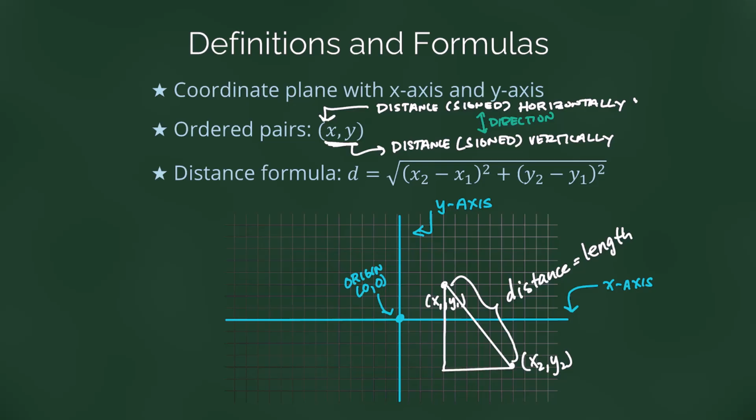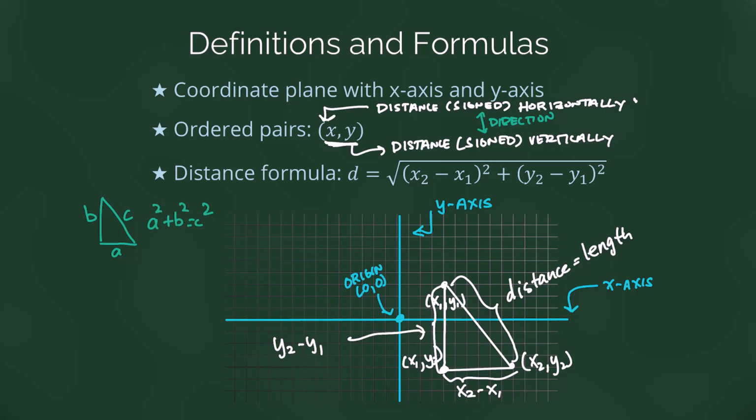If we draw this triangle, then the length of this side, since this point right here is now the point x2, y1, is x2 minus x1, and the length of this segment is y2 minus y1. So then we use the Pythagorean theorem. Remember, the Pythagorean theorem tells us that if we have a right triangle, and we call the sides a, b, and c, then a squared plus b squared is equal to c squared. So in our triangle, our a value is x2 minus x1.